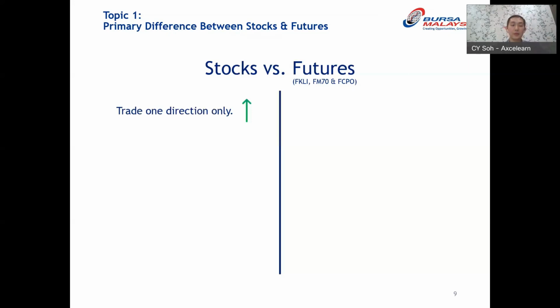In stocks, you can of course only trade one direction, and you are only able to profit during up markets. In down markets, you are unable to profit from stocks unless you do short selling.